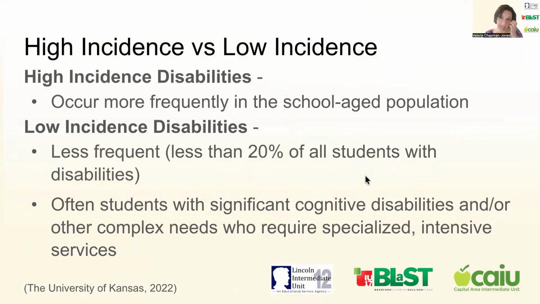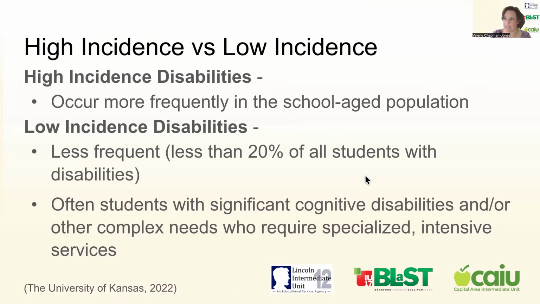Now, these disability categories can fall under what we consider high incidence or low incidence disabilities. High incidence disabilities are what it says. They occur more frequently in the school age population. So these are going to be the students maybe you as a paraprofessional are seeing more frequently.